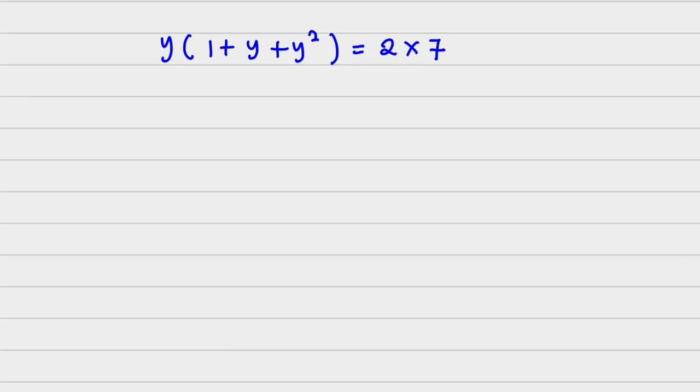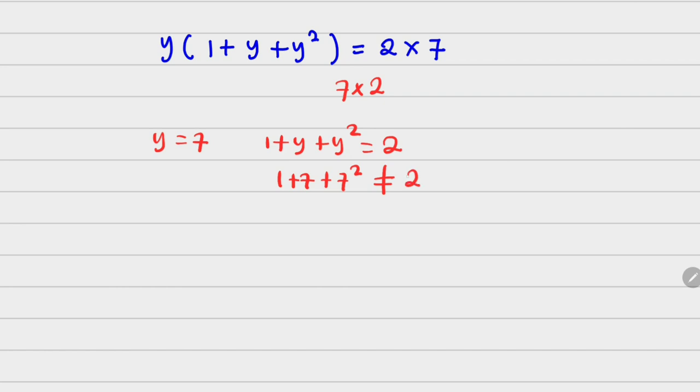But let me show you something. The order is important. Somebody will say, okay, why not 7 times 2? Now, this is it. If I have 7 times 2, then by virtue of position, what I'm trying to say is that my y is equal to 7, and 1 plus y squared is equal to 2. This will not happen because it's going to be 1 plus 7 squared. This can never be equal to 2. So this one doesn't work. Because it doesn't work, let me take it off.